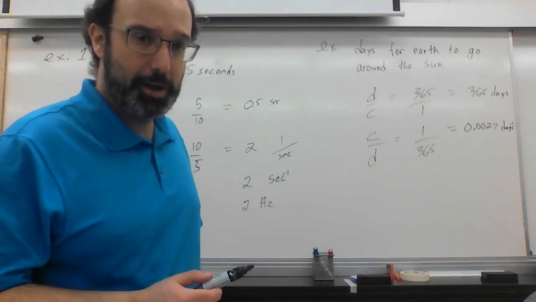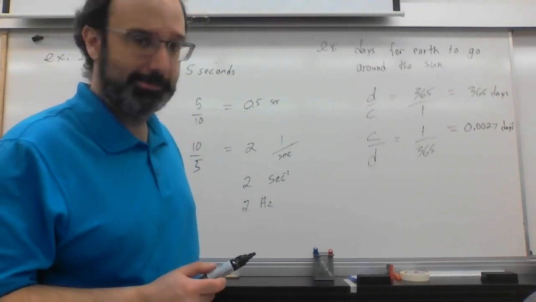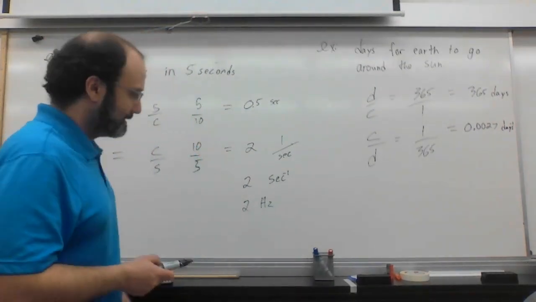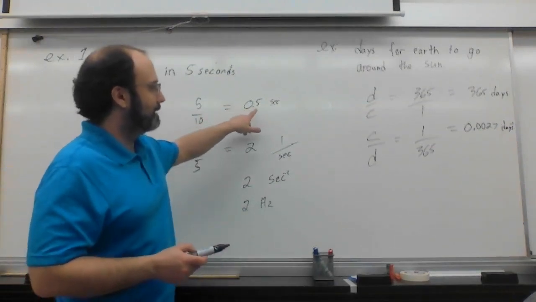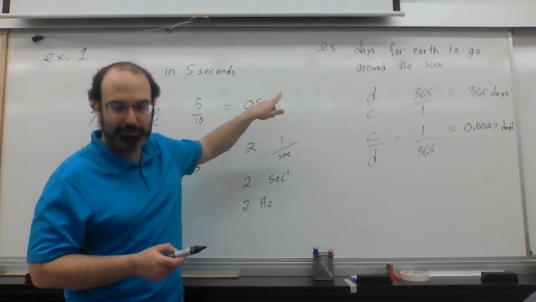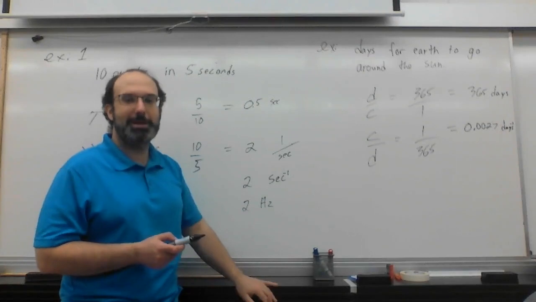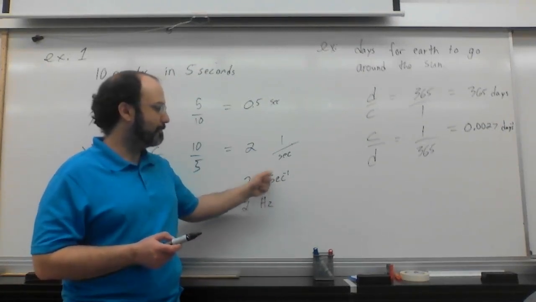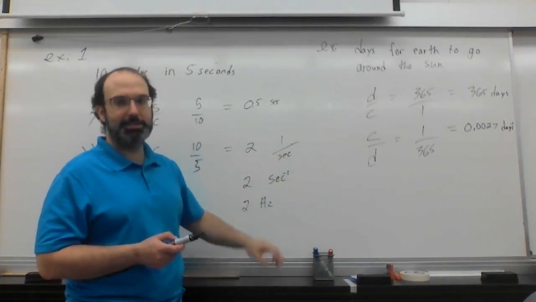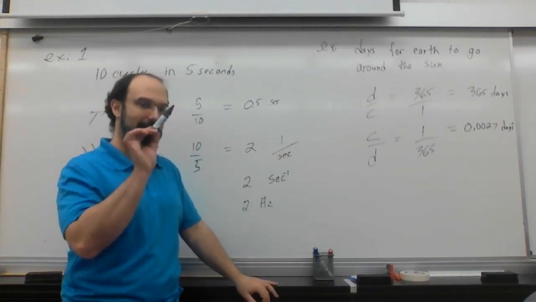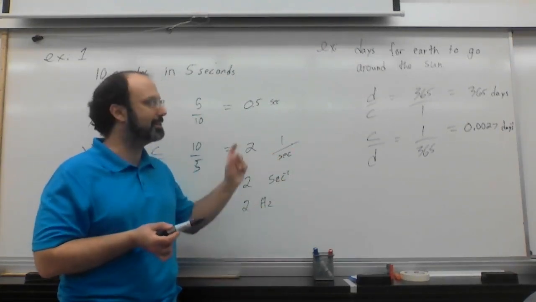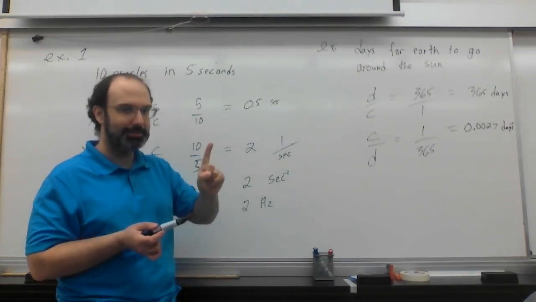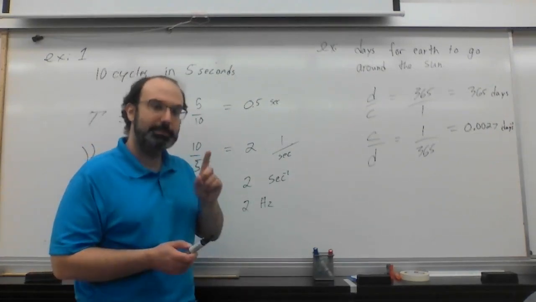What's going on here? 0.5 seconds per cycle. That means that in order to do one cycle, it'll take me a half a second. 2 cycles per second. That means that I will be able to, in 1 second, go around twice, which makes sense, right? If I take half a second to go around once, then I can go around twice in 1 second.